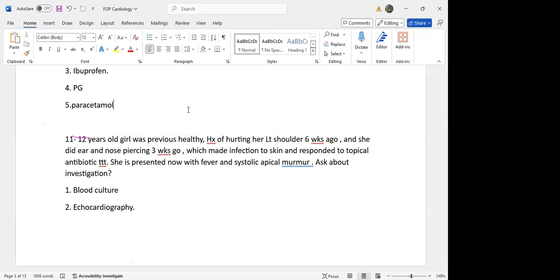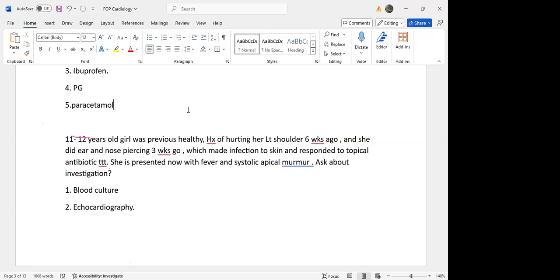Then she got ear and nose piercing 3 weeks ago, which caused an infection of the skin. So there is a skin infection history that responded to topical antibiotics. Now she presents with fever and a systolic apical murmur.